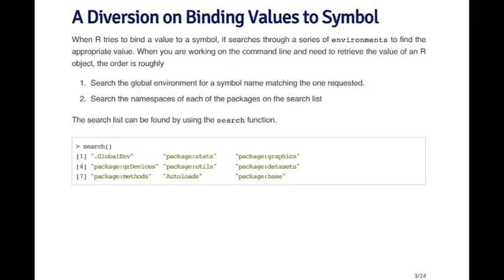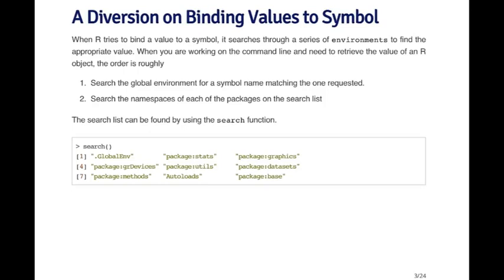And so the idea is that R needs to bind a value to a symbol. In this case, the symbol was lm, and it needs to bind a value to it. And the value is going to be a function of some sort. It's either going to be my function, or it's going to be the function in the stats package. And so when R tries to bind a value to a symbol, it searches through a series of environments to find the appropriate value. Environments, you can think of them as lists of objects and values, or symbols and values.